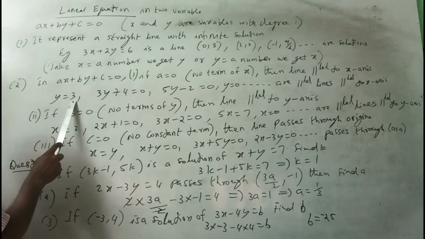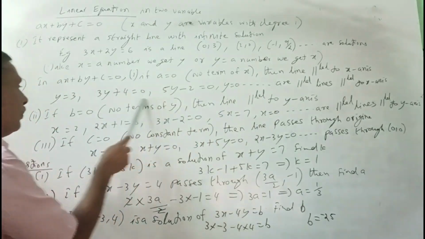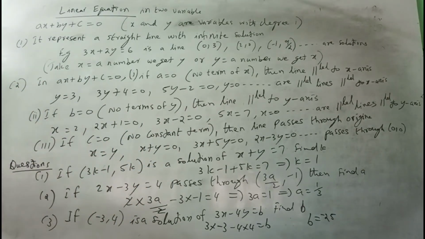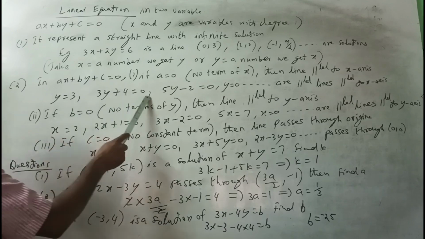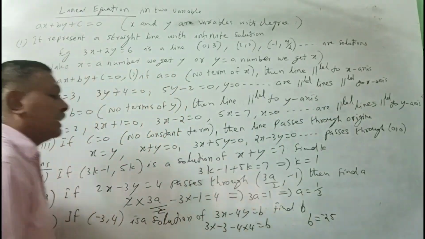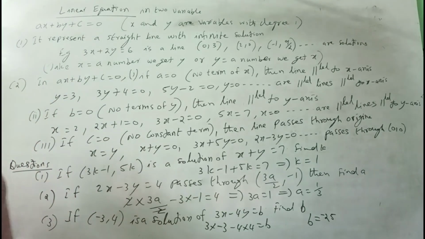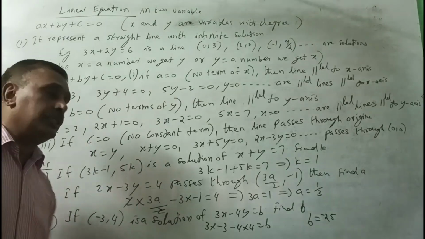Here you see there is no x term: y equal to 3. Here also no x term. None of these equations have an x term. If we draw these lines, they are always parallel to the x-axis. That I will show you in the next section with the help of figures.